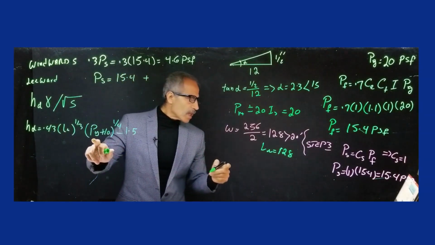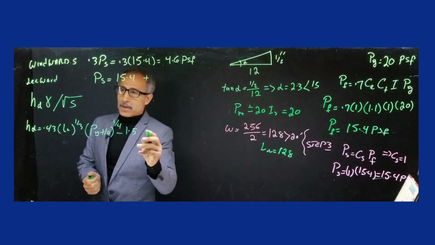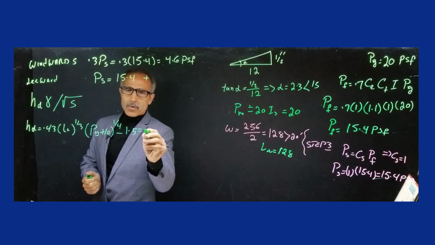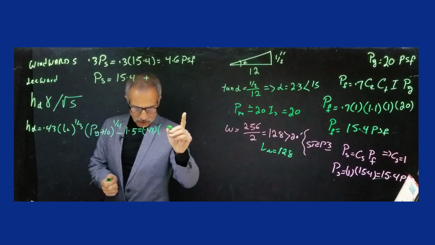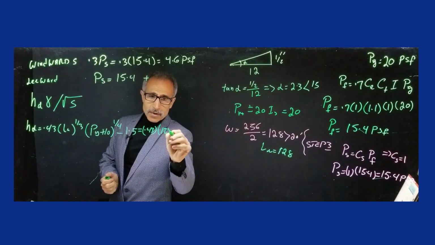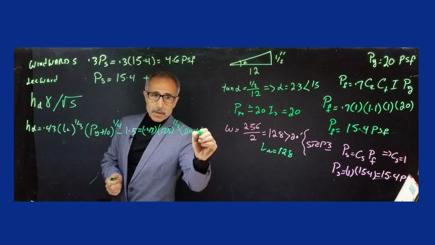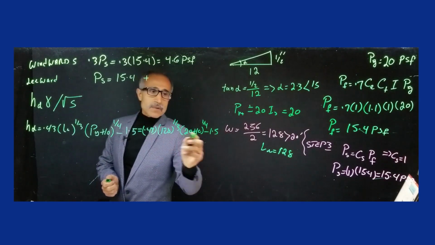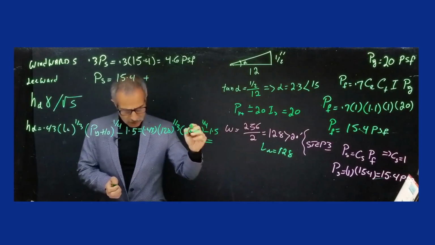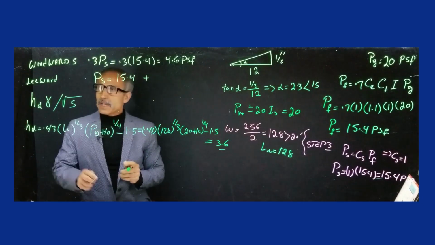And what else do I need? PG we know it was 20. And let's figure this out then. So plug that in, it's going to come out to 0.43 multiplied by 128 to the power 1/3 and multiplied by 20 plus 10 to the power 1/4 minus 1.5, and that comes out to, I have 3.6. Double check my calculation. Okay, so 3.6. So now we got this part.